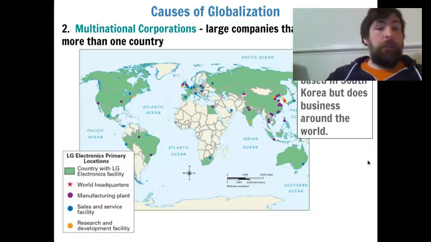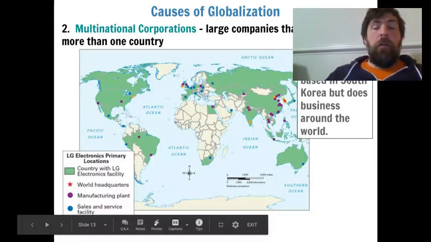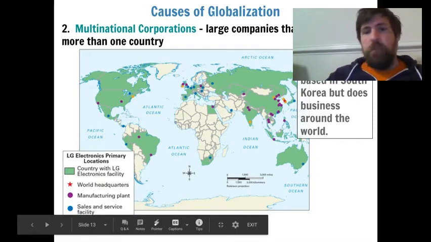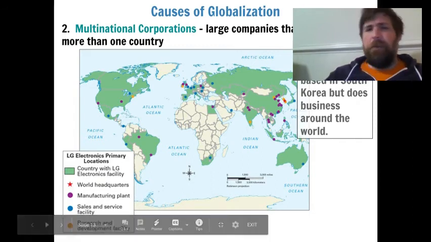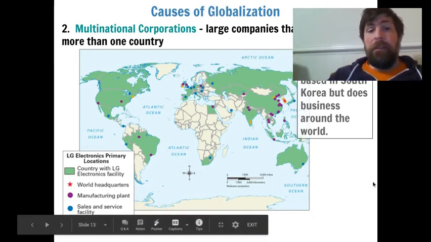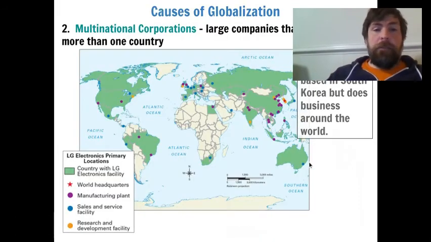So another cause of globalization are large corporations called multinational corporations. These are just really big companies that operate in more than one country. So for example, LG Electronics, you probably have some LG Electronics in your house, maybe not, I don't know, but they're based in South Korea. They do business all around the world. They're based in South Korea, but they buy and sell things in the United States. They buy and sell things in South America, in Egypt, in Australia. You can read a map, I hope, at this point. Okay, effects of globalization.